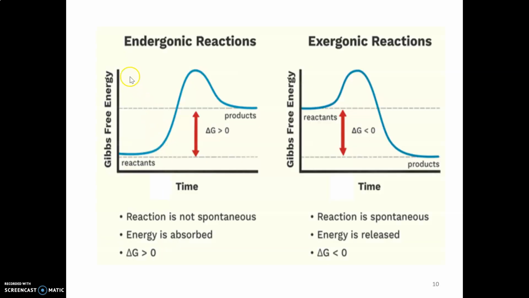Now, look at this graph. If the Gibbs free energy is plotted against time, look at this. The reactant is at less energy compared to that of the product. Delta G is greater than 0. The reaction is not spontaneous. Energy is absorbed. Come here, exergonic reaction. We look here. The free energy of the reactant is higher than that of the product. Delta G is less than 0 and the reaction is spontaneous, energy is released. So remember two things. Delta G positive, endergonic reaction, thermodynamically not favorable, non-spontaneous. Delta G negative, exergonic reaction, thermodynamically favorable and a spontaneous reaction.